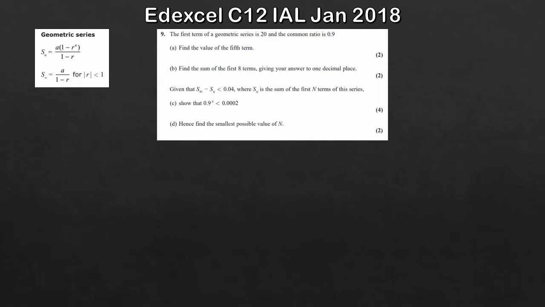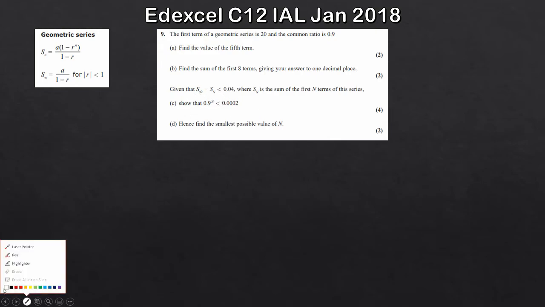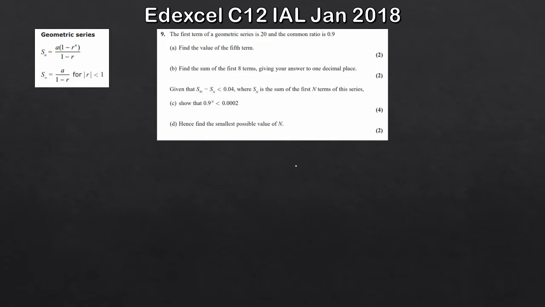The next question then, we're starting to take a look at some more tricky material, getting used to some of these tricky questions like we can see here for part C. So the first 2 parts are again pretty standard, just what we've been doing. Question 9a. We're told the first term of a geometric series is 20. We know the common ratio is 0.9. Can we find the value of the fifth term? So the fifth term, again, just using the nth term notation.